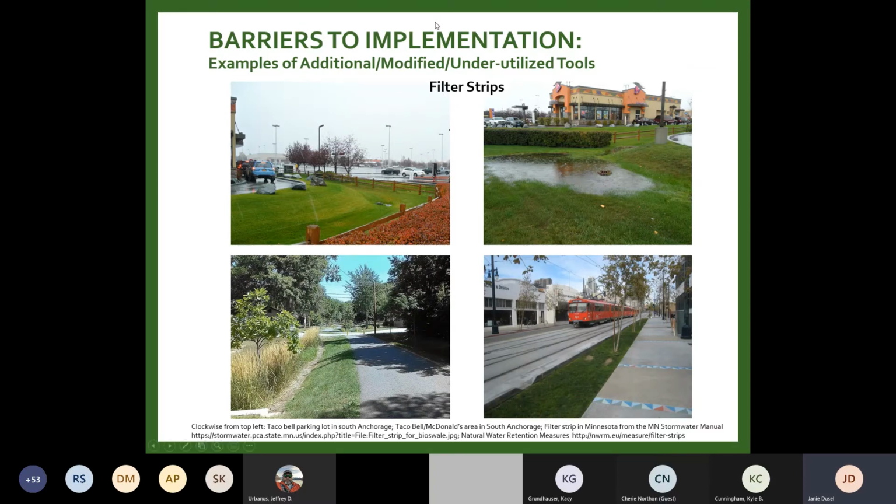So the top two pictures, this is the Taco Bell McDonald's complex in South Anchorage. And you can see they have quite a bit of green space. Their entire impervious surface, the whole parking lot, everything is being sent to landscaping or vegetation before it enters the storm drain. So in this picture, it's hard to see, but there is a curb cut right about here that flows over this hill, and water kind of spreads out as it comes down this slope and then is collected in this beehive inlet here before it goes to the storm drain.